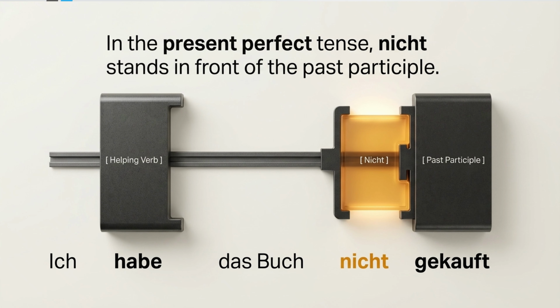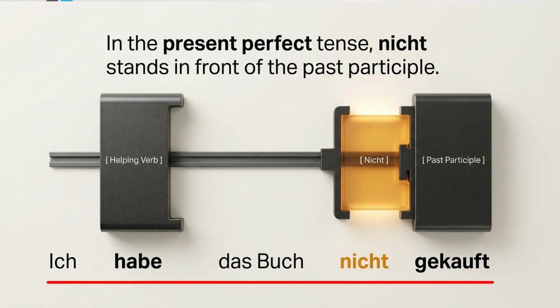In the present perfect tense, that means sentences with have and a past action, nicht stands in front of the past participle at the end of the sentence. For example, ich habe das Buch nicht gekauft. It means I have not bought the book.